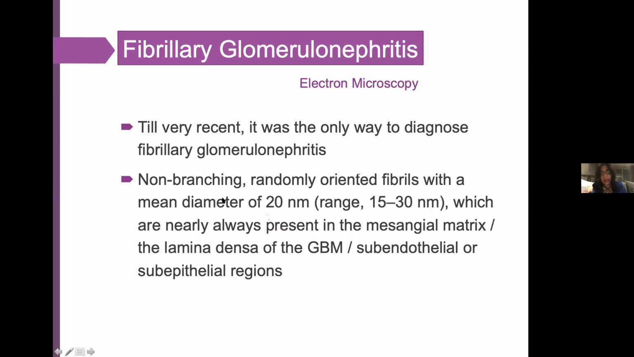As I said, till very recent, electron microscopy was the only way to diagnose fibrillary glomerulonephritis. What you're going to see are non-branching, randomly oriented fibrils with a mean diameter of 20 nanometers, but they can get up to 30, which are nearly always present in the mesangial matrix, in the lamina densa of the GBM. They can be subendothelial or in the subepithelial regions. Anywhere in the glomerulus, you can find these fibrils.